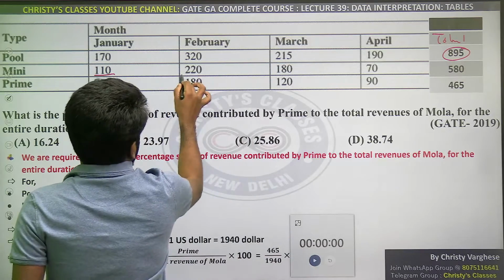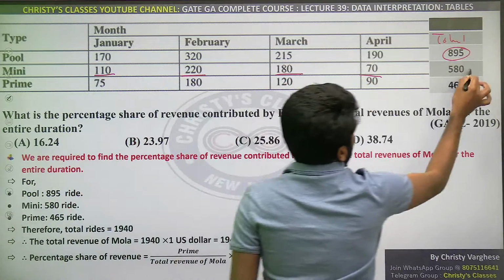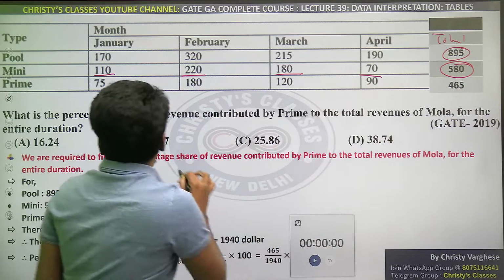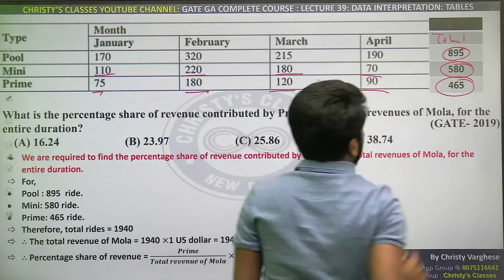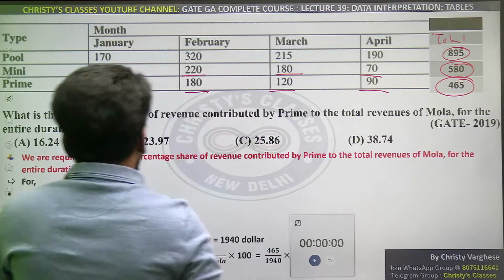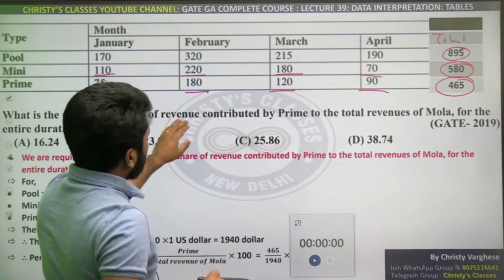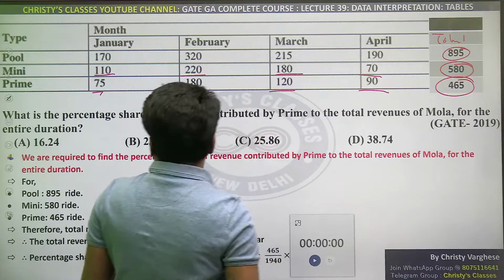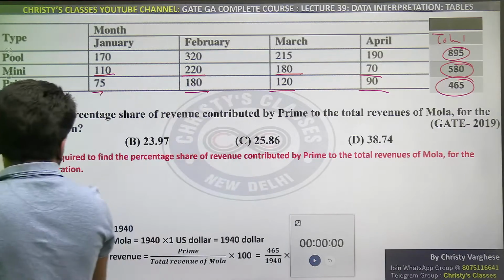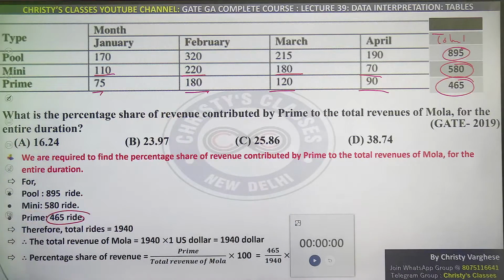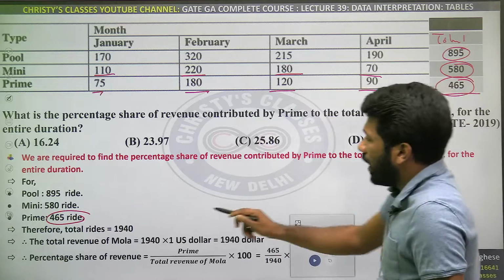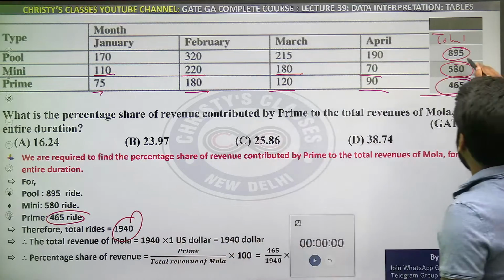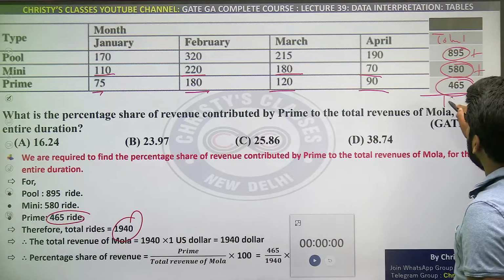Similarly, mini will be 110 plus 220 plus 180 plus 70. Adding, you will get 580. Prime will be 75 plus 180 plus 120 plus 90, 465. Did you all understood this much? What is the percentage share of revenue contributed by prime? So prime we know 465, we found it na. 465 for the entire duration. So out of total we need, total when you add you will get 1940. Adding these three, that is a total na.